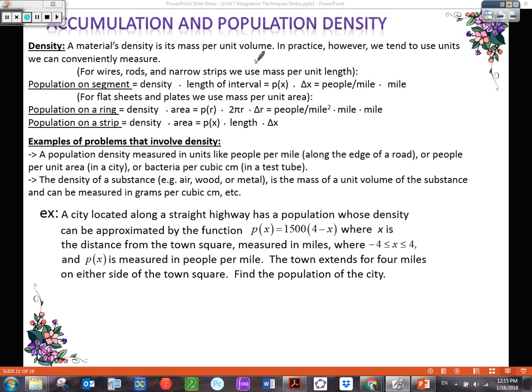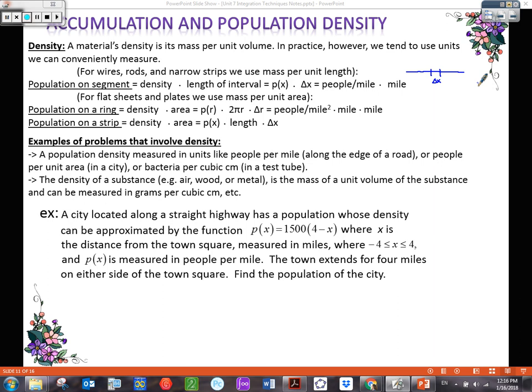The first type is population just on a segment, like a line segment. So we just have population on a straight line. What would we do? We would take the density, which is typically going to be given to you as an equation that would generate density, and then we would multiply it by the length of the interval. In this particular case, the length of the interval is delta x. This is the type that we did last semester when we were measuring along a segment.